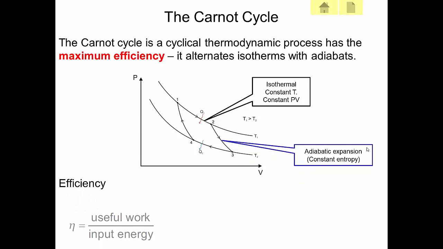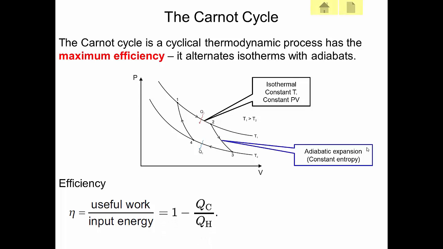So the efficiency is the useful work divided by the input energy, which we also know is equal to this. Now, in a Carnot cycle, we can actually represent that not in terms of the thermal energy that's transferred, but simply as the temperature of the hot reservoir and the temperature of the cold reservoir, the cold sink, as it were. So for the Carnot cycle, the efficiency is 1 minus Tc over Th.